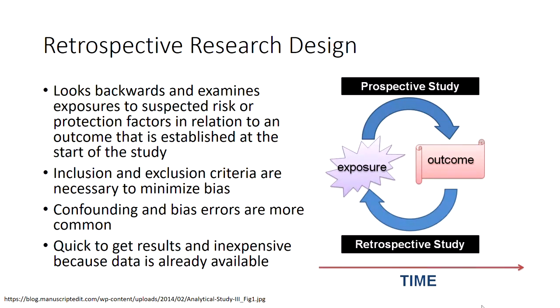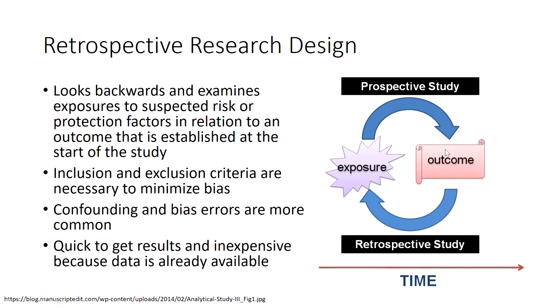So this would be people that say, these are people who develop lung cancer. You look at a group of people that have lung cancer and a group of people without lung cancer, and you go, what exposures did they have? Then you'd have a theory on what exposures you're looking at, such as smoking. So you're like, okay, out of these people who have lung cancer, how many smoked? And you'd have inclusion and exclusion criteria that are necessary to minimize bias.